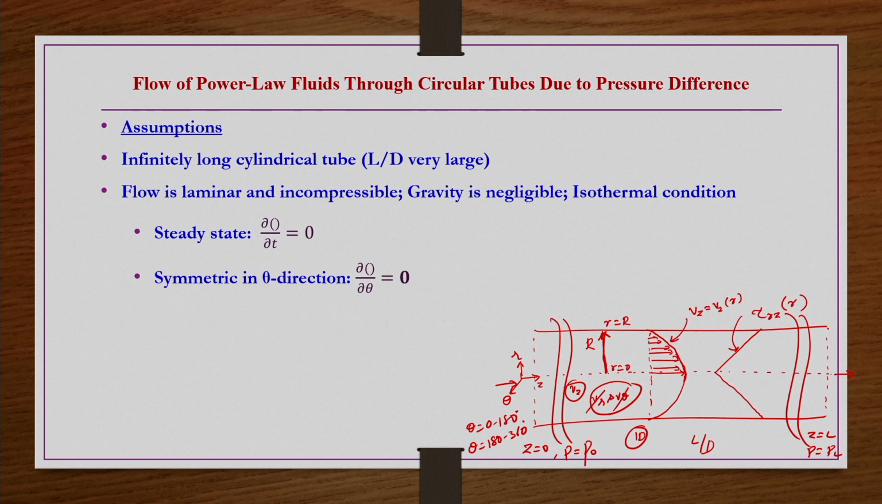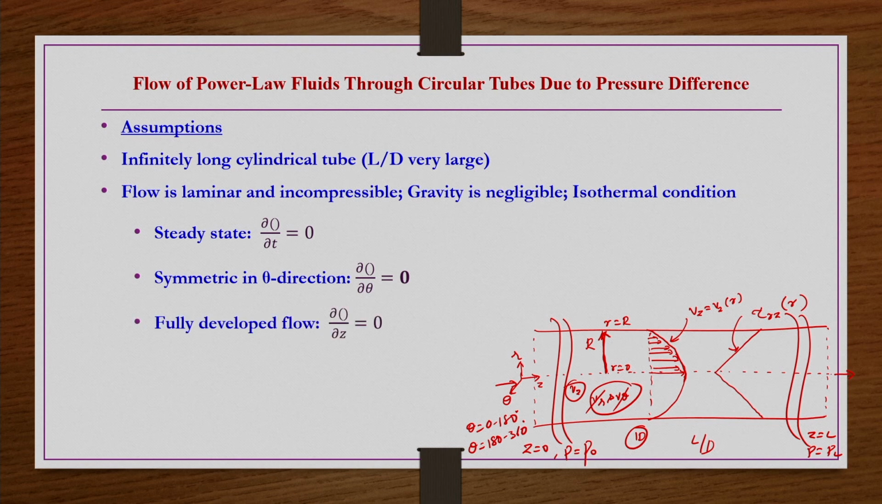degrees, the same is taking place between 180 to 360 degrees, okay. So, whatever the flow is in the theta direction, from the point of view of the velocity distribution in the theta direction, dou by dou theta of anything is 0. That means whatever the velocity distribution is between 0 to 180 degrees, the same thing is there between 180 to 360 degrees, right.